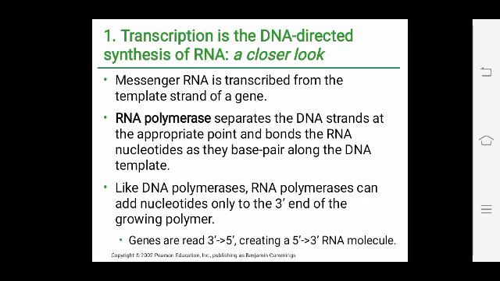Transcription is the DNA-directed synthesis of RNA, and messenger RNA is transcribed from the template strand of a gene. RNA polymerase separates the DNA strand at the appropriate point and binds the RNA nucleotides as they base pair along the DNA template. Like DNA polymerases, RNA polymerases can add nucleotides only to the 3' end of the growing polymer. So genes are read 3' to 5', creating a 5' to 3' RNA molecule.